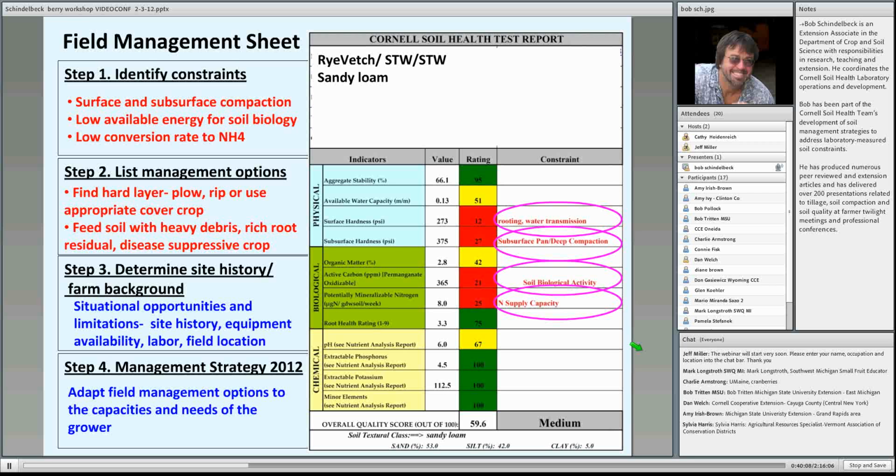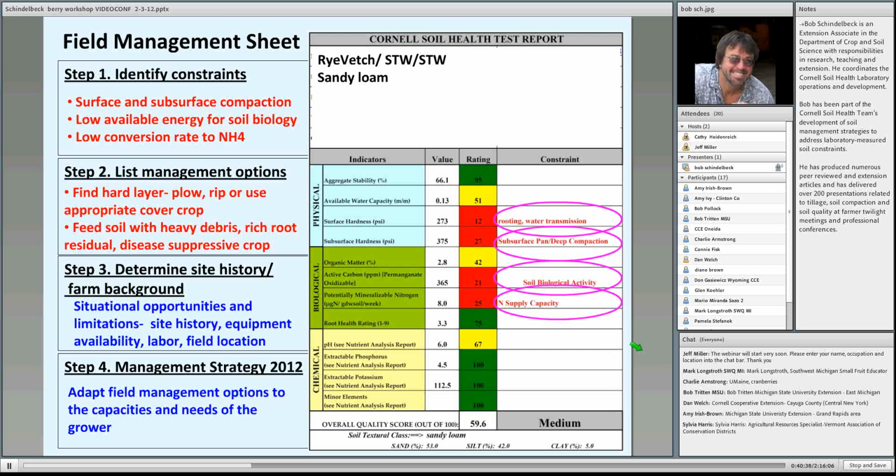So we've talked about the first step. Step 2, what might we do? Our management options. This is kind of a brainstorming strategy here, where we say, well, certainly we'd want to identify this hard layer, find out just what's causing it, where it is exactly, what are we going to do about it? What might we do about it? I list here that we might plow it up, we might maybe use a deep ripper, we might go with a cover crop.